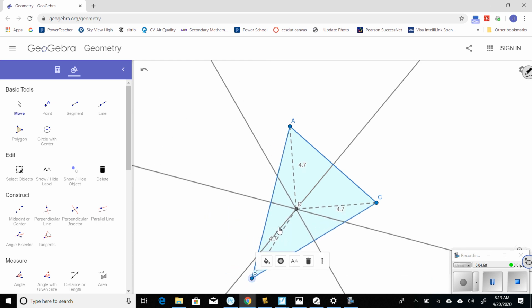So you can see there that those points are all, this is where I stopped right there, right? The distance from each of those, that distance, and that distance is all 4.7. Okay, it's equal distance from the vertices of the triangle.